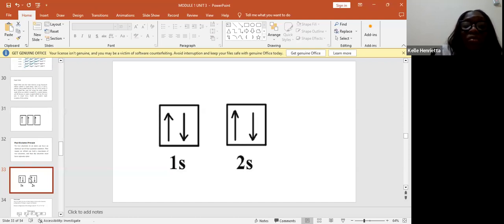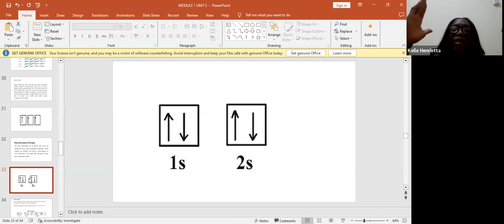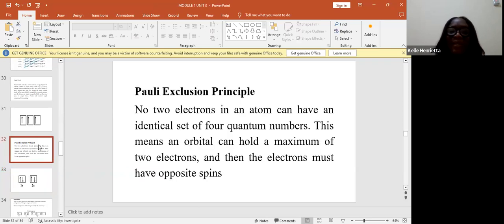So the electrons, yes, each of these orbitals takes a maximum of 2. But when you're putting them in that orbital, they will not be facing the same direction. The electrons have to be in opposite directions. So we use this to depict the electrons spinning in opposite directions. So that is what the Pauli exclusion principle is saying.